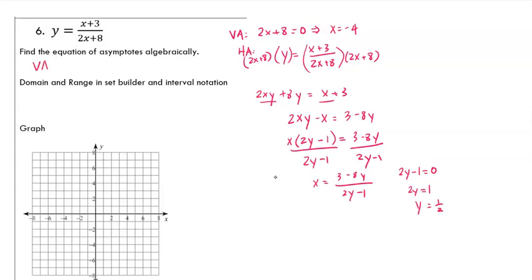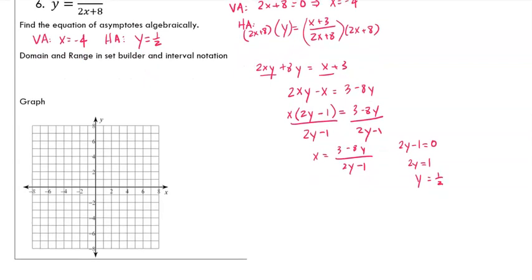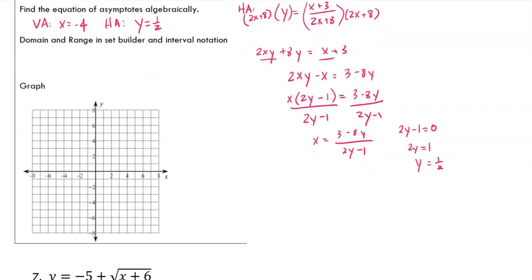Okay, so the vertical asymptote is going to be x equals -4, and the horizontal asymptote is going to be y equals 1/2. Let's go ahead and start graphing it. So we have -4, plot that, and y equals 1/2. Just like that.